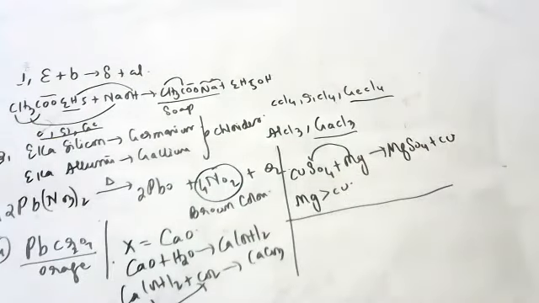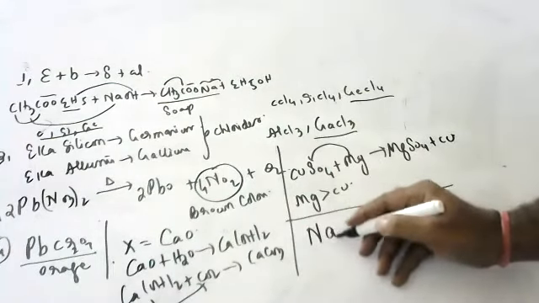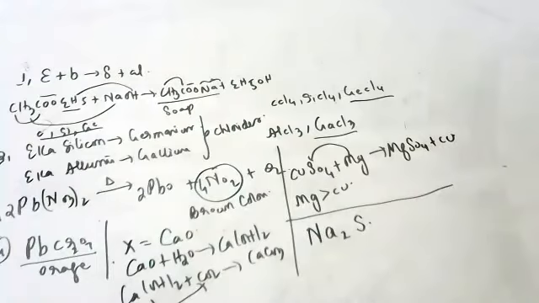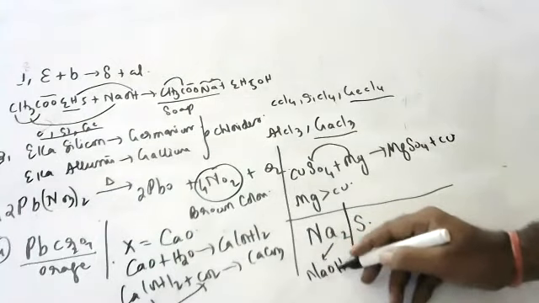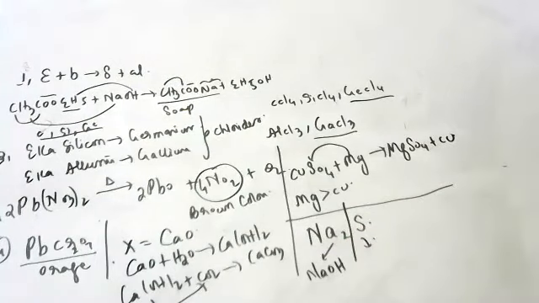Okay, name the acid and base required to prepare sodium sulfide. What is the acid and base required to prepare sodium sulfide? NaOH is the base, that is correct. What is the acid, children? What is the acid required to prepare Na2S? Anyone? Sulfuric acid? No. Where is SO4?